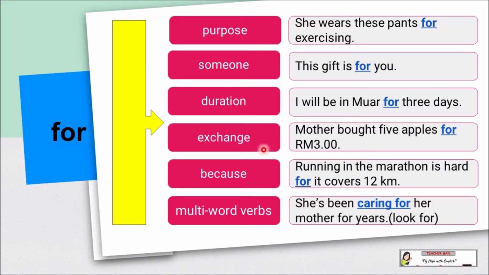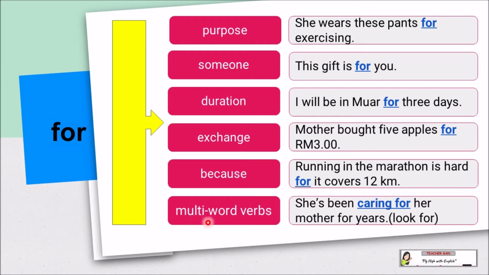Or it can be used for exchange. For example, mother bought 5 apples for 3 ringgit. So exchange will be 3 ringgit for 5 apples. "For" can also be used for because. Running in the marathon is hard, for it covers 12 kilometers. Because it is hard, because it is a long journey.